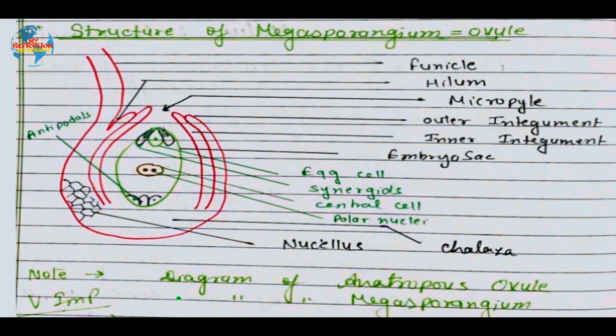Here you can see this is the diagram of ovule, which we call megasporangium. The megasporangium diagram comes for 3 marks or 2 marks in the examination, so this is very important for exam. Let's start with the structure present in the megasporangium. The first structure you can see over here is called funicle, which is the stalk of the ovule with which it is attached to the ovary.